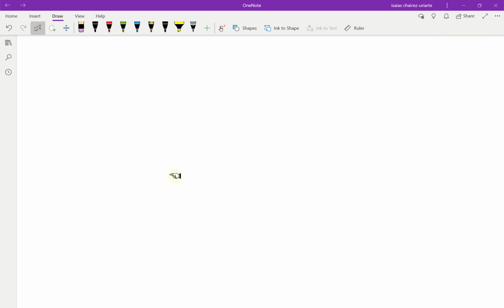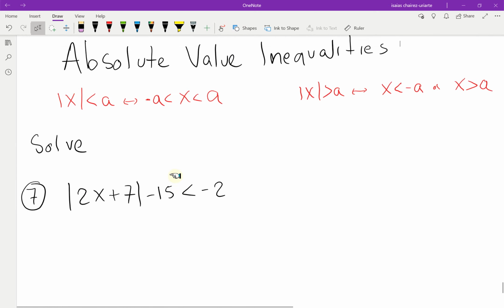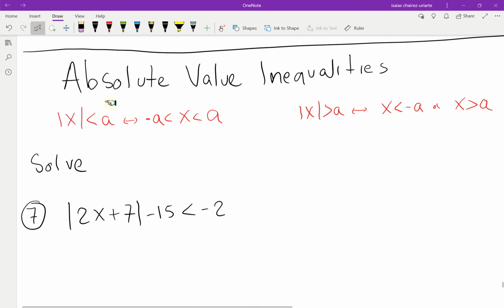We have 4 inequalities to solve. I'll show them to you here in a second, so that you get a chance to try them on your own. So, absolute value inequalities, we're going to be needing this fact right here, that the absolute value of x is less than a is equivalent to this. The absolute value of x is bigger than a is equivalent to these inequalities. And also keep in mind that the absolute value is always positive.